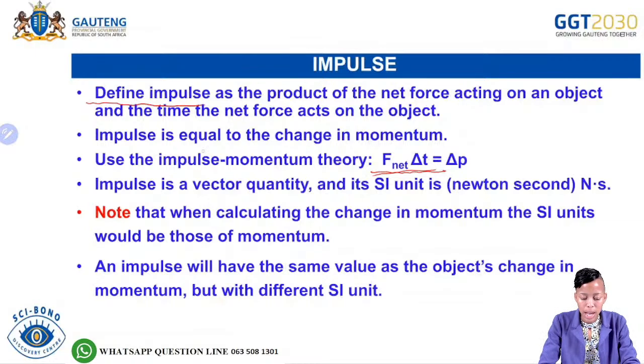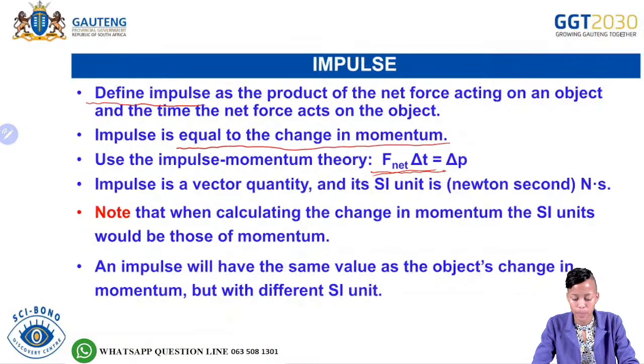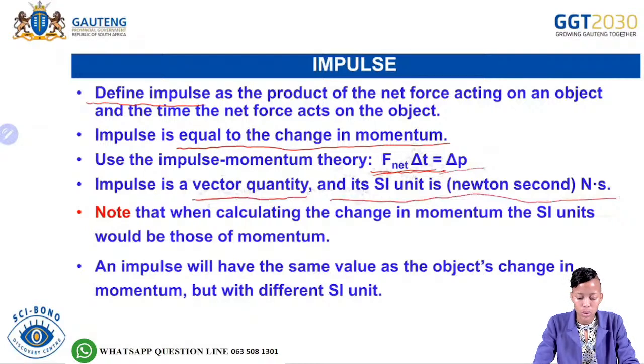Then we said impulse is equal to the change in what? To the change in momentum. So it's F net, change in time, is equal to the change in what? The change in momentum. Then it says use the impulse momentum theory, whereby the impulse is equal to what? To the change in momentum. Then again, we need to remember that impulse is a vector quantity and its SI unit is what? Is Newton second.